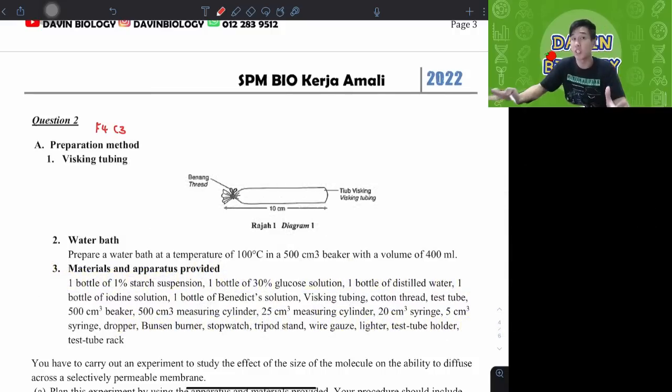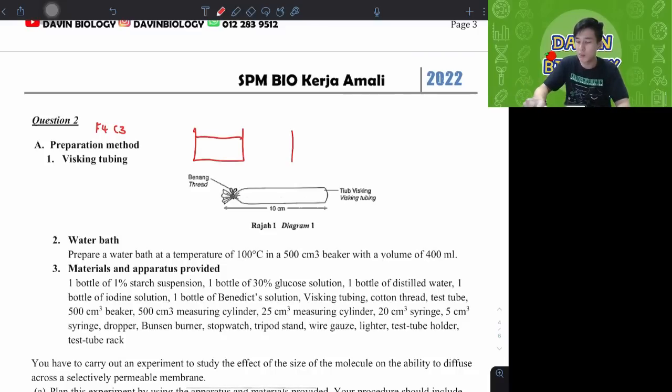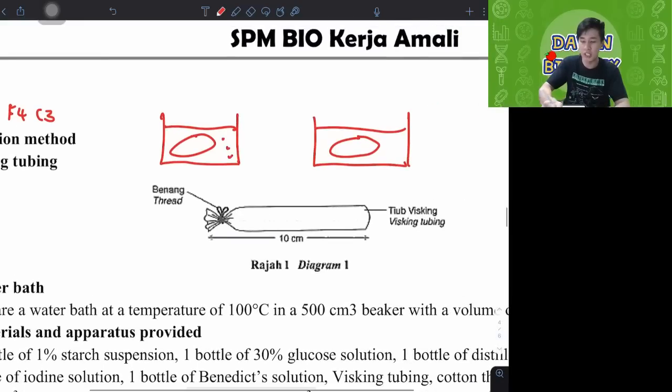So this is the whisking tube experiment. Okay, let me just go through the whole thing. Now, all you're going to have here is 2 whisking tubes. Okay, and I'm going to soak them in 2 different beakers with distilled water inside here. Okay, so inside here is distilled water.